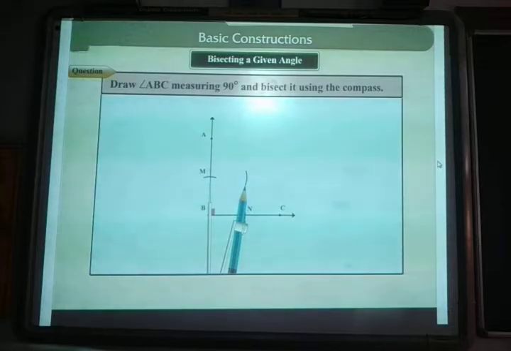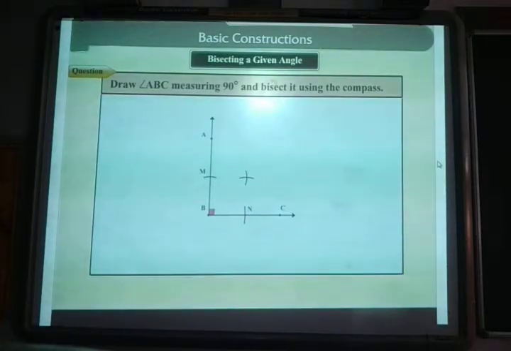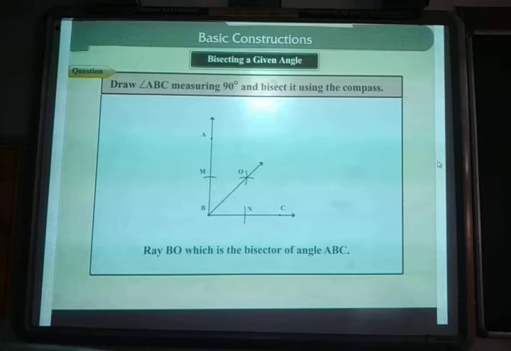Similarly, place the compass point on point N and draw another arc intersecting the previous arc. Name the point of intersection as O. Draw ray BO. Thus, we have ray BO, which is the bisector of angle ABC.